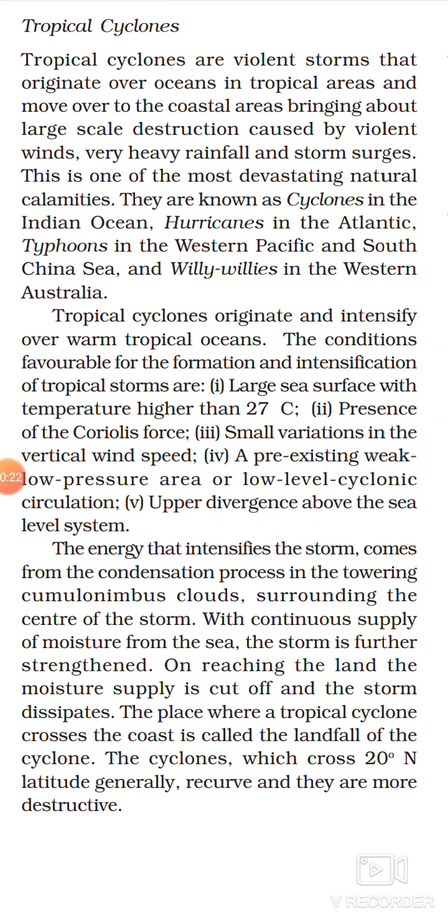This is one of the most devastating natural calamities, called cyclones in the Indian Ocean, hurricanes in the Atlantic, typhoons in the Western Pacific and South China Sea, and Willy-willies in Western Australia. These nomenclatures are important from the exam point of view, so you may just remember them. Cyclones in the Indian Ocean, hurricanes in the Atlantic, typhoons in the Western Pacific and South China Sea, and Willy-willy in Western Australia. W for Willy-willy, W for Western Australia.